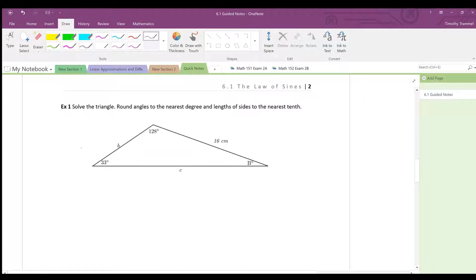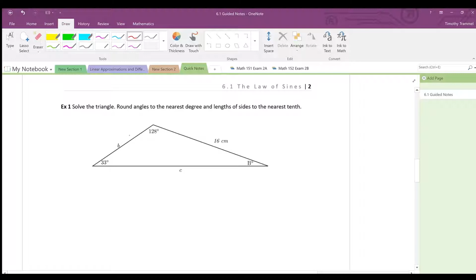Example 1, solve the triangle. What it means to solve a triangle is to find the remaining or missing sides and angles. And what we're going to do is round angles to the nearest degree, and we'll round lengths to the nearest tenth.